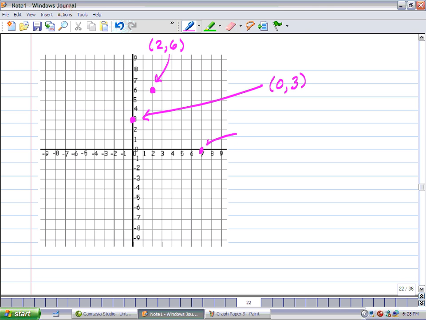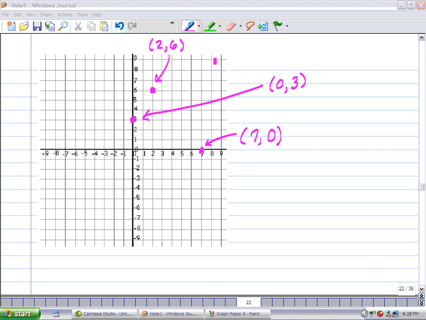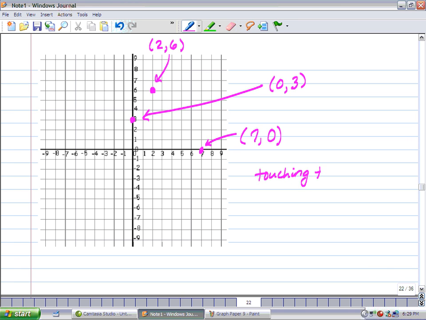This one's right on the x-axis, so its x value is 7. Its y value, what's it across from? It's across from the 0, so its y value is 0. The point is 7, 0. It's actually touching the axis. We call it an intercept.